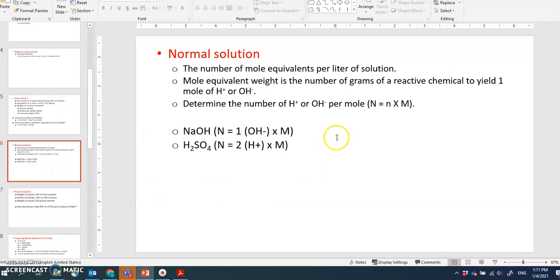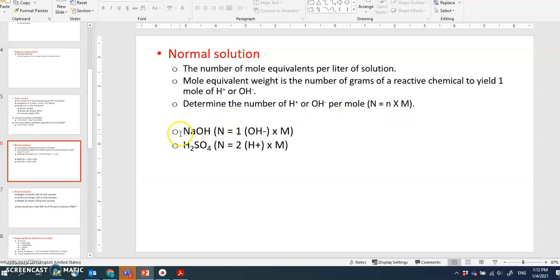How about normal solution? I told you the number of mole equivalent per liter of solution, that's what normal is, especially in terms of reactive chemicals like acid, strong acid. Then you are using a normal concentration instead of molar. So mole equivalent weight is the number of gram of a reactive chemical to yield 1 mole. That's like H plus or H minuses. So to understand the normal ratio, you have to look at the chemical equation and determine the number of hydrogen ions or hydroxy ions per mole. How much of them are made.